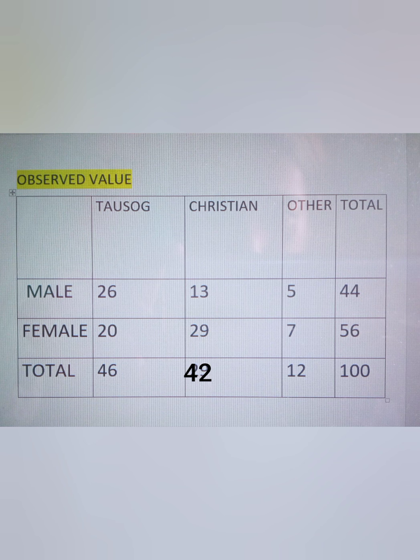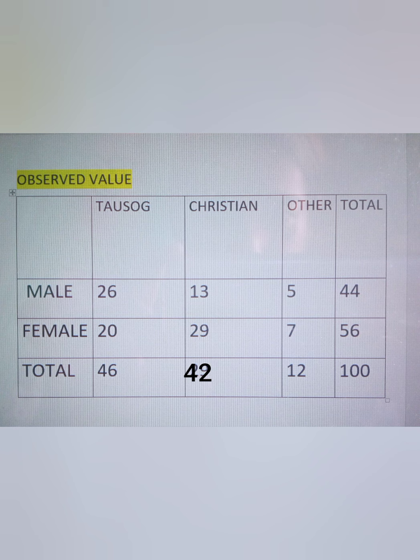Now let's apply contingency tables. We have the observed value. For example, our question here is: who are the students throwing garbage anywhere after the class? What we are going to do is to add the male, female. We have Tausug, Christian, other.